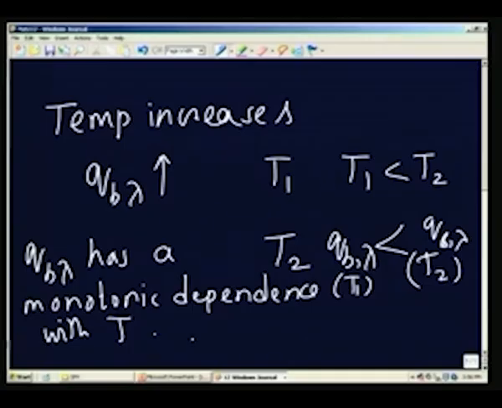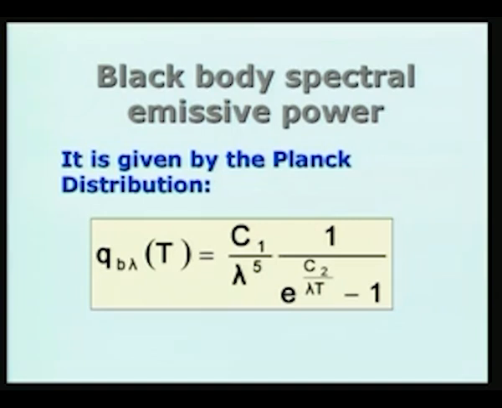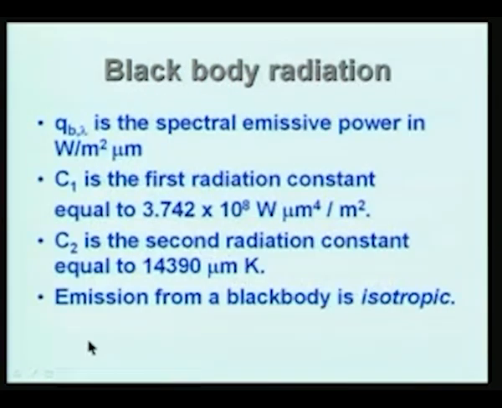So, with this, let us look at the Planck's function again. Planck's function tells me that QB lambda at any temperature T is given by C1 by lambda to the power of 5, where C1 is called the first radiation constant, multiplied by another factor, 1 over e to the power of C2 by lambda T, where C2 is the second radiation constant, minus 1. This particular relationship is the basis for the pyrometry, which we are going to talk about.